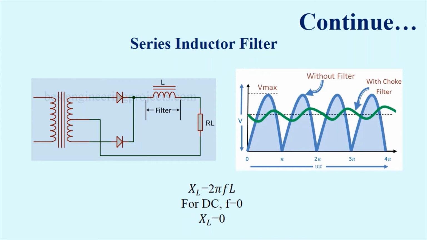At the output of the rectifier, we have AC plus DC, and we need only DC at the output of the load resistance. So we will connect the inductor in series with the load resistance. That's why it is known as the series inductor filter. One more thing we will consider here: we will take a very large value of ωL that will block AC signals.